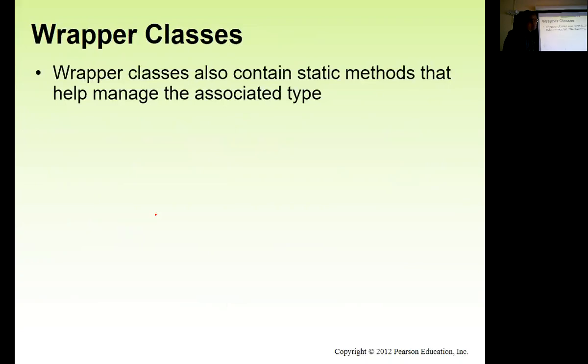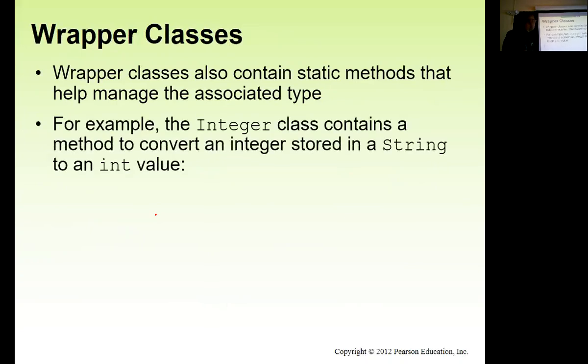The other thing is that wrapper classes also contain what we call static methods. These are methods that can be invoked without creating an instance of that class. So you basically can use a class name and invoke the methods rather than having to create an object reference first, instantiate, and then use it. So this is something special.